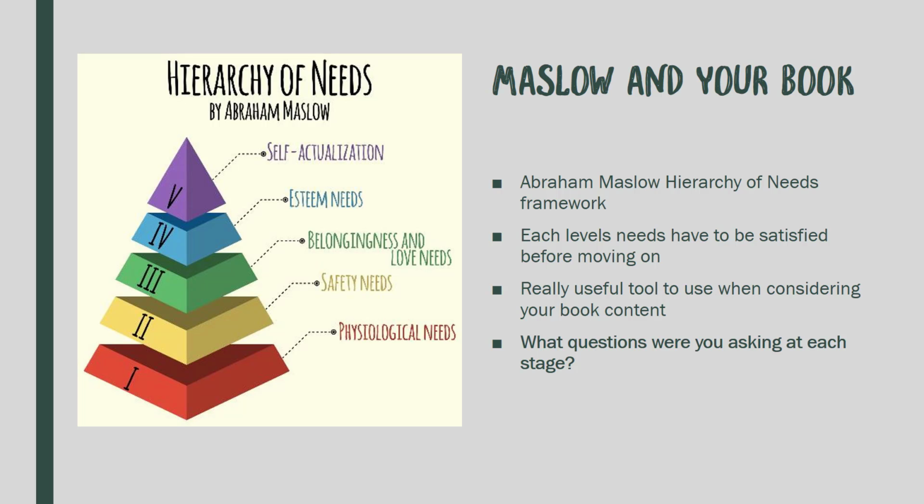Now, your book might be addressing something at a particular level, or it might be taking somebody through a journey all the way to what Maslow calls self-actualization. So, for example, if you were writing a book about teamwork, it might be at the belonging and love needs. If you're writing something about personal branding, it might be at the esteem needs. But actually, your book might take someone through the whole thing. But again, it's just a way of understanding what kind of questions you were asking as you were flowing through your journey at each of these stages.